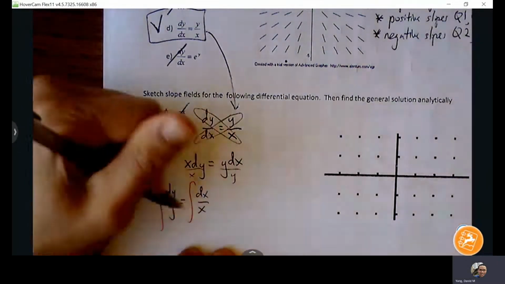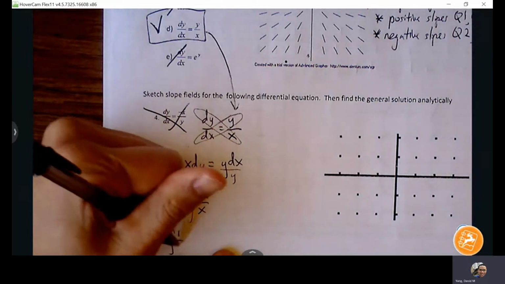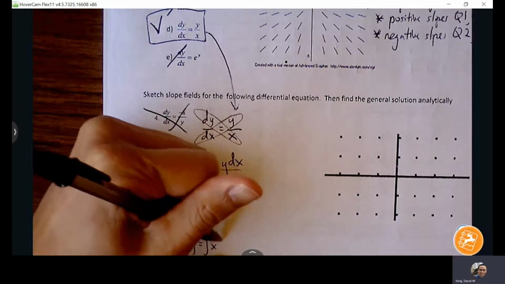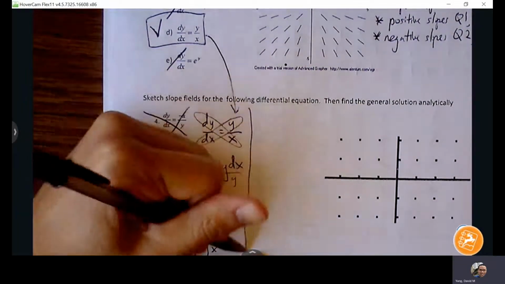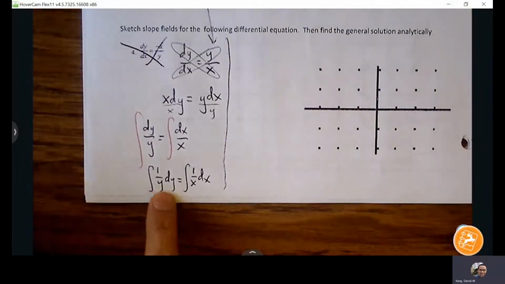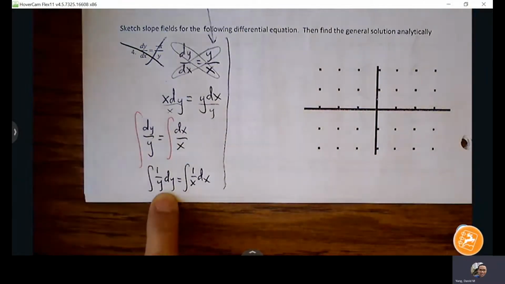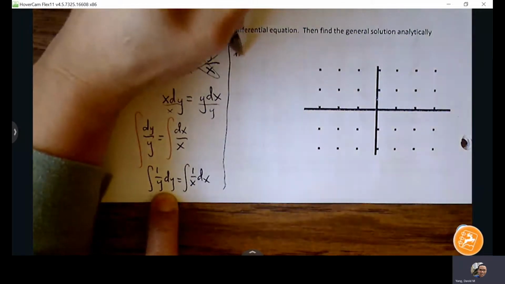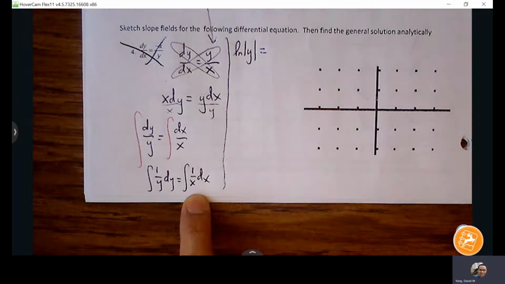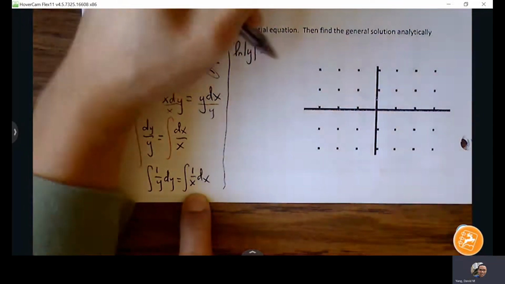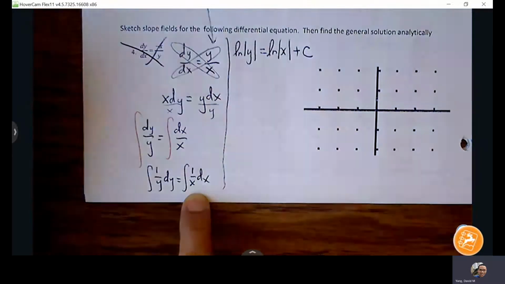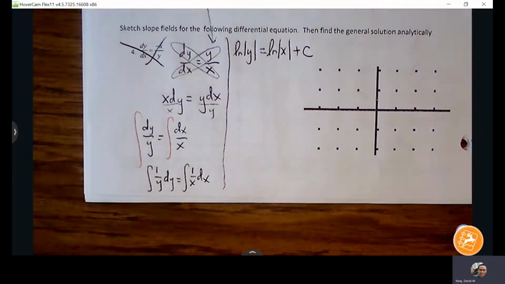Okay. If you want to rewrite this, make it 1 over y dy. Maybe that's visually a little bit more familiar. Okay, what does 1 over y turn into? Natural log of the absolute value of y. Okay, 1 over x becomes... Okay, so we'll have the plus c show up. Okay, so calculus is done.